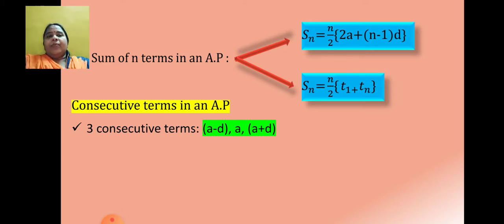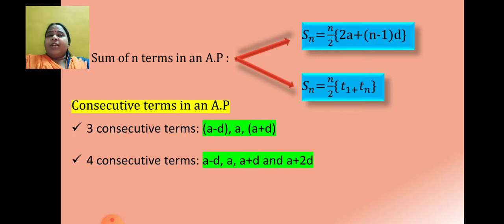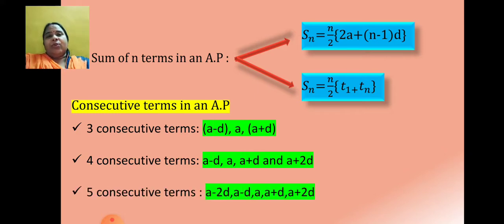Correct? Okay. Then 4 consecutive terms we have learned, that is a minus 3d, a minus d, a plus d and a plus 3d. The order or the sequence cannot be changed. If you do that, 100% your answer might go wrong. You can write this, if you don't want a plus 2d here, you can add one more term here as a minus 2d. That is not wrong. But if you change the order, like a plus d first, then a minus d, then a plus 2d, definitely the answer will be wrong.